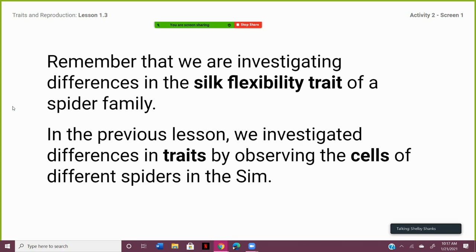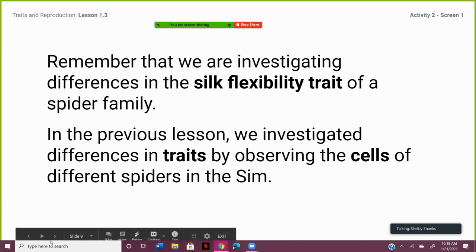So in the previous lesson, we investigated differences in traits by observing the cells of different spiders in the simulation. So you guys remember that sim that we looked at? And we saw that there were smaller cells all together, clumped together, and then in the sim, it showed us a bigger enlarged picture of a cell. Had a nucleus, had ribosomes, and had some protein molecules kind of floating around.